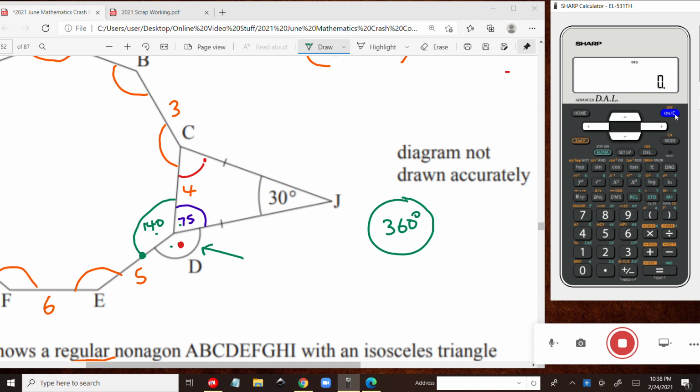All right, so let me add it up first. 140 plus 75. That's 215. So 360 minus 215, and that's 145. So this angle here is 145, which is what the question was asking us for.